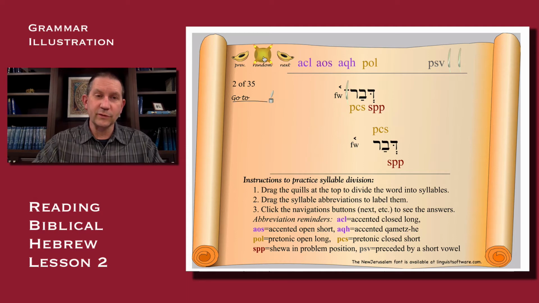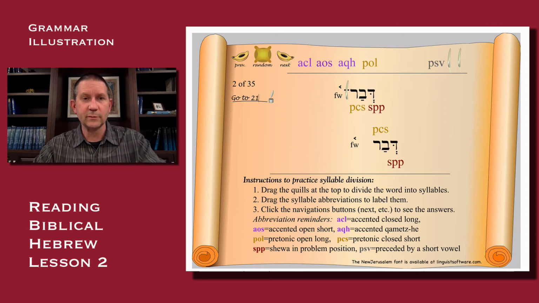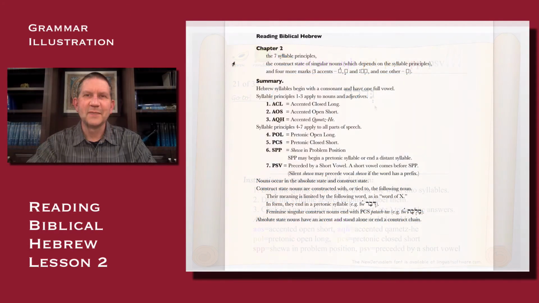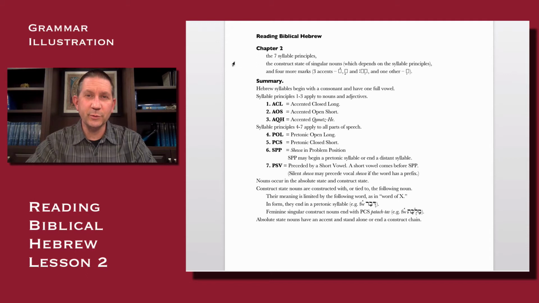You can go through the list randomly, or you can go through an order. And if you get to class and you say to your professor, I didn't understand number 21, you can put 21 in there and hit return, and then you're at number 21. Okay, so this should give you more practice, and then of course that's the main thing that you do in your workbook. So at this point we've covered the 7 syllable principles.